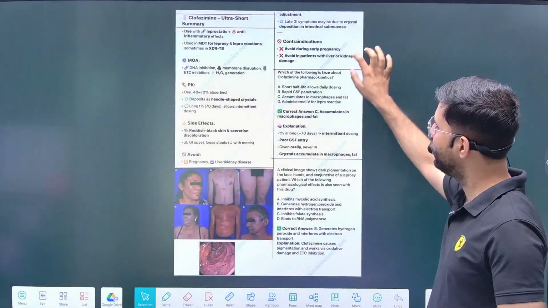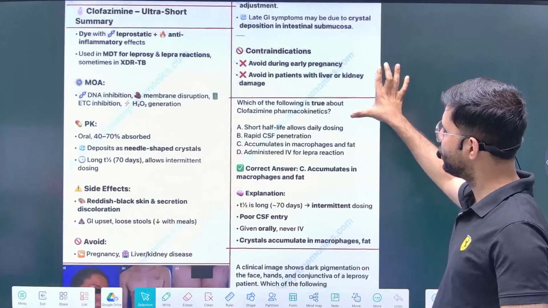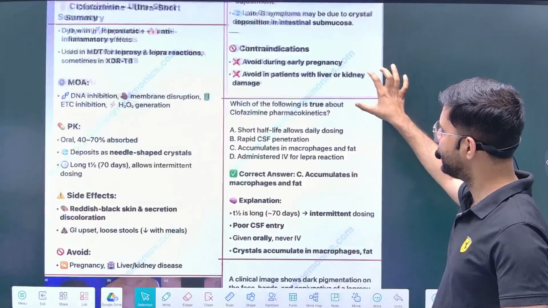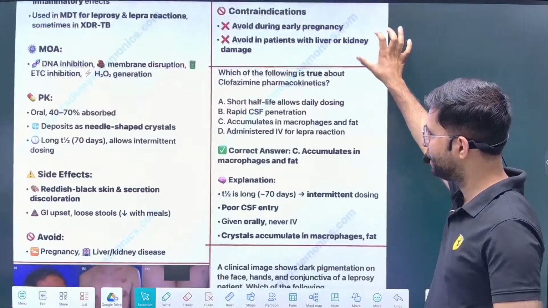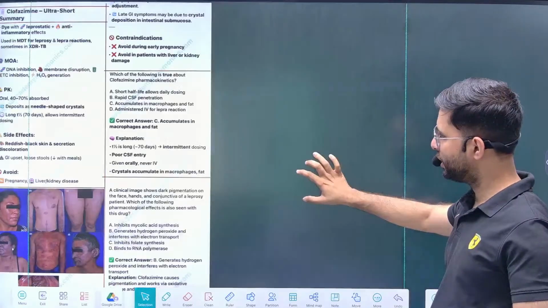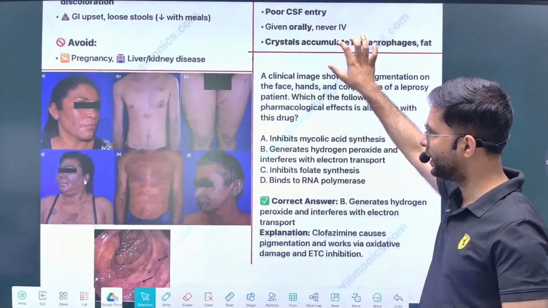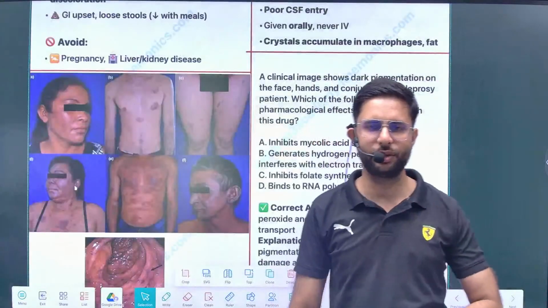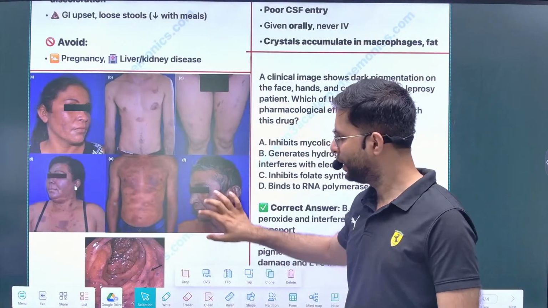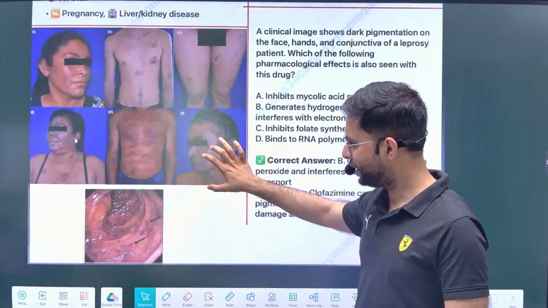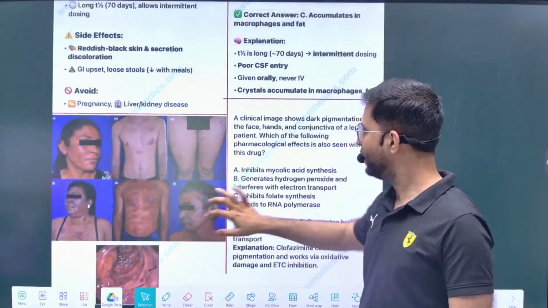Now you can see the contraindications. This drug is avoided in early pregnancy and in liver and kidney damage. How this discoloration looks, you can see in this picture. This is reddish black pigmentation of the face and exposed areas. This is the picture of the intestine, where you can see the deposited drug as a black color.